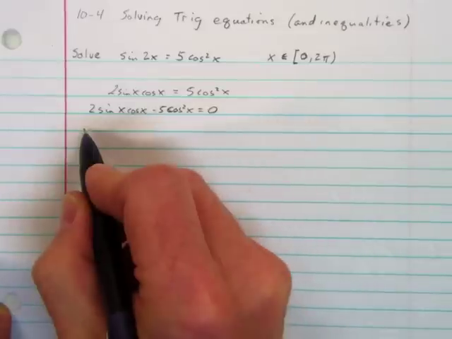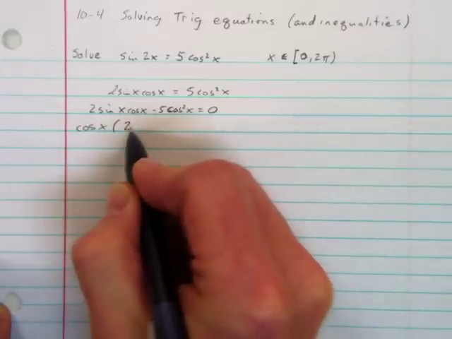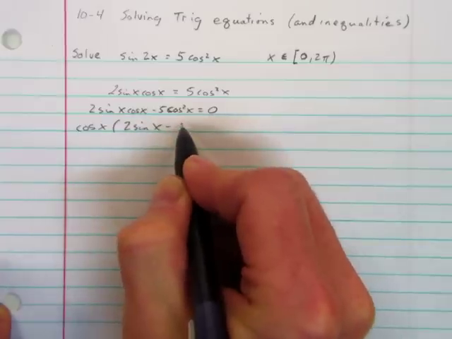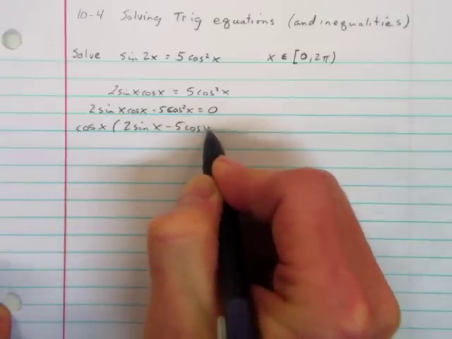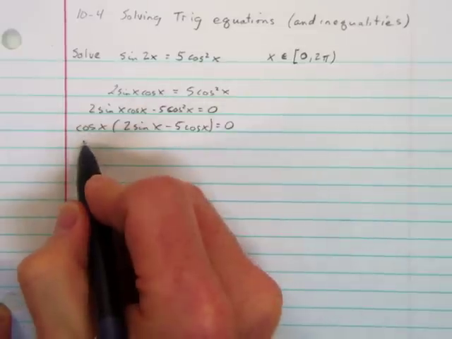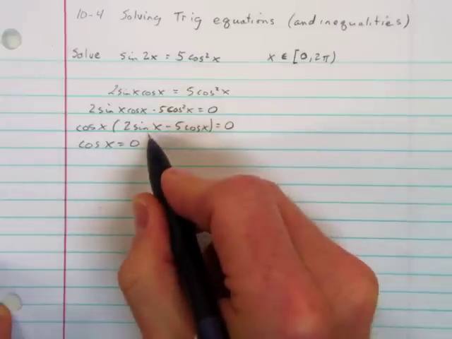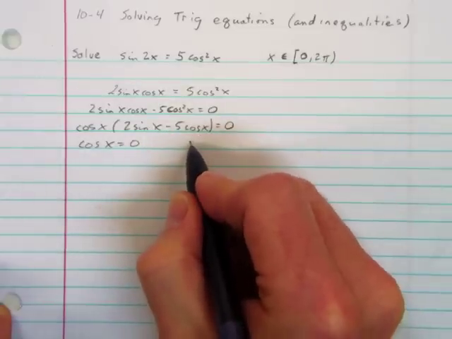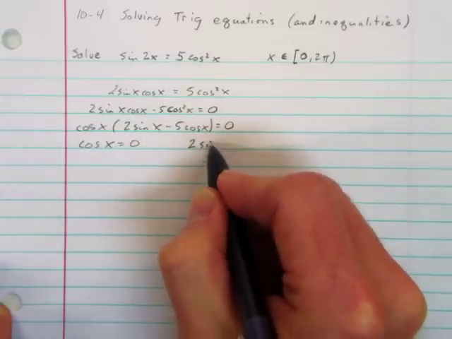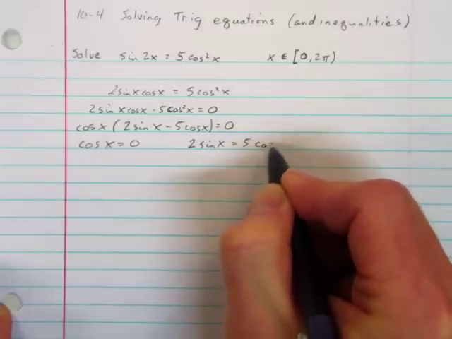Now we have a common factor there, so we'll take it out. So cosine x times 2 sine x minus 5 cosine x equals 0. We can set each one of these equal to 0. Cosine x equals 0, and we'll have 2 sine x minus 5 cosine x equals 0. And we can move that so one of them is on the other side.